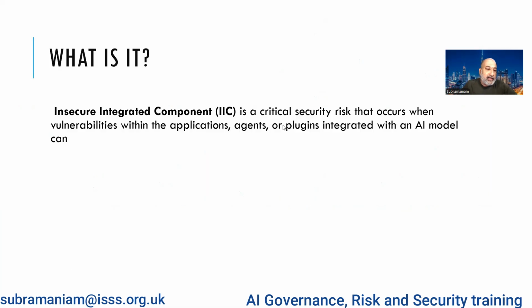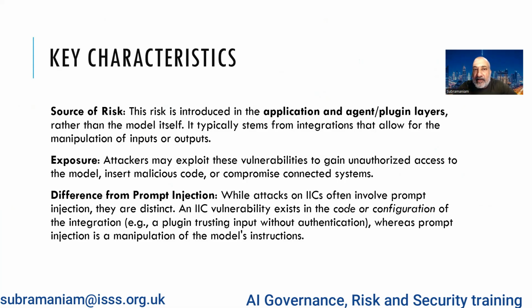Now what is this insecure integrated component? IIC, or I2C, is a critical security risk that occurs when vulnerabilities within the applications, agents, or plugins integrated with the AI model can be exploited. Basically, what I mean to say is that every component in your IT comes with positivity and negativity. There's nothing which is totally only positive. So any component that you add as a part of your business offering in the technology will come with positivity and negativity. The same thing happens for every application, even without AI. That's what has happened.